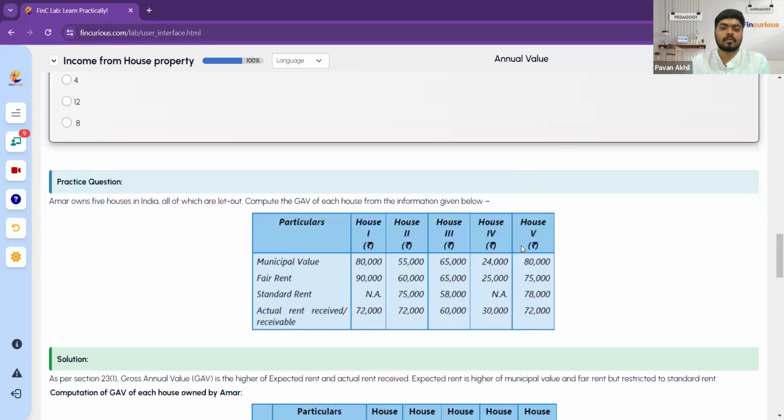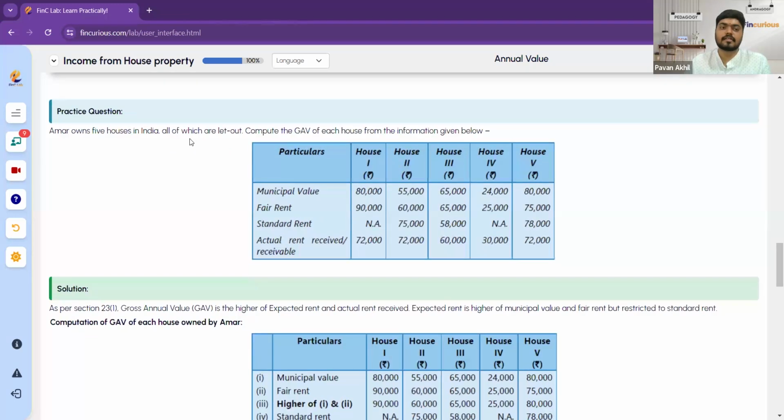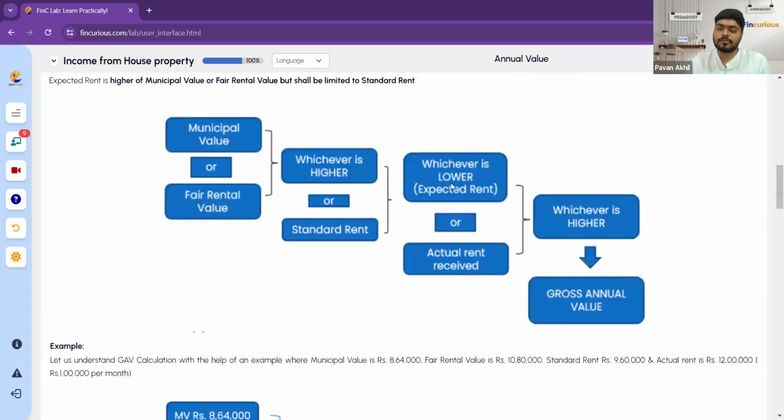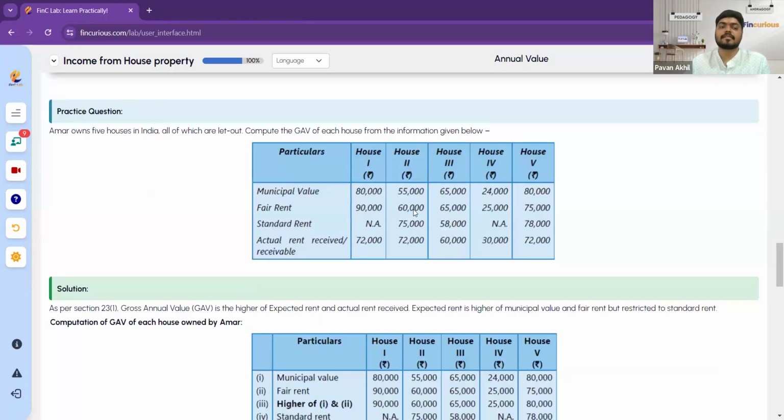So now there is one practice question here. In this practice question, they are telling Amar owns 5 houses in India, which are all let out. So he is letting out all his 5 houses. Compute gross annual value, municipal value, fair rental value, standard rent, actual rent received. So this is per month. Using this table, it is easy for you to do it. You can practice by yourself. Please do practice.